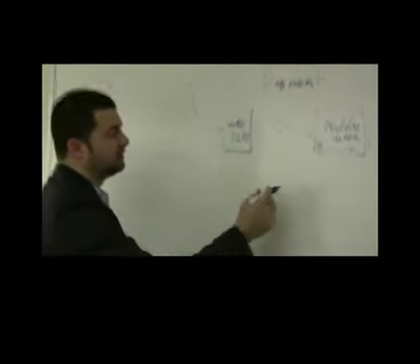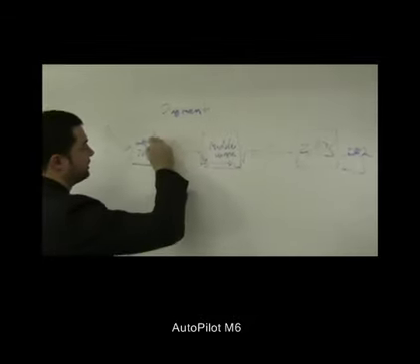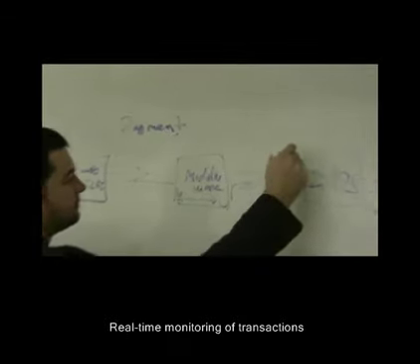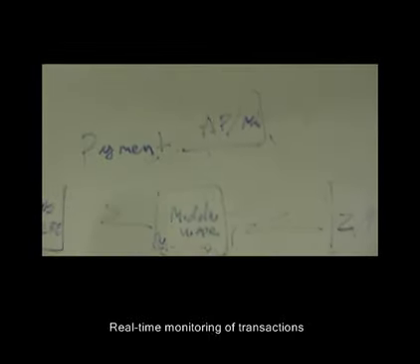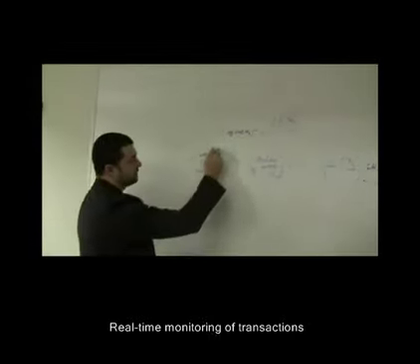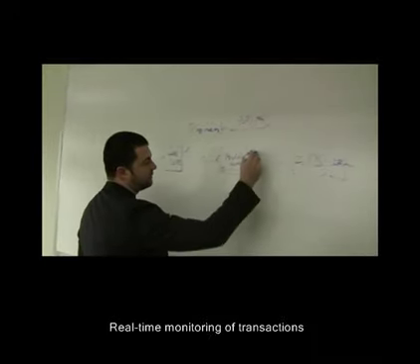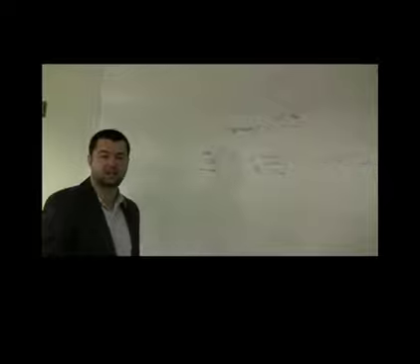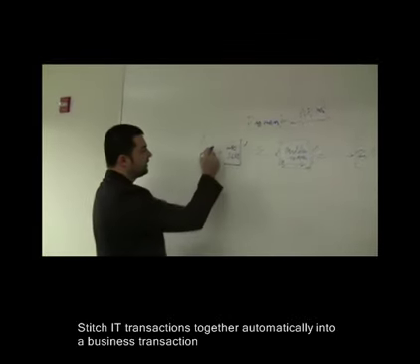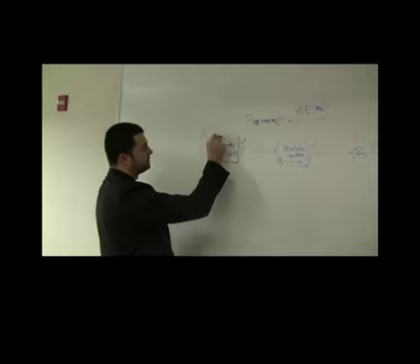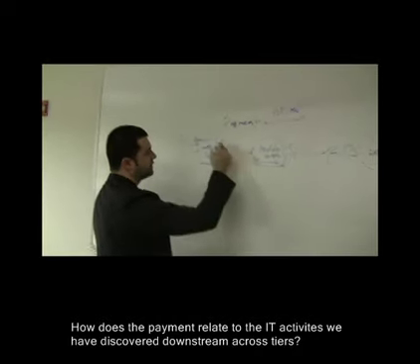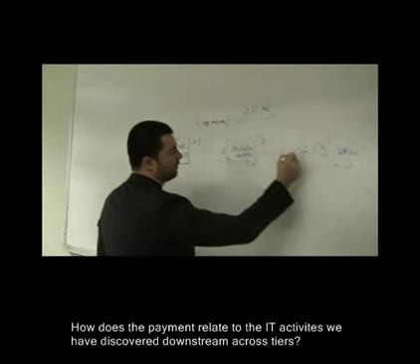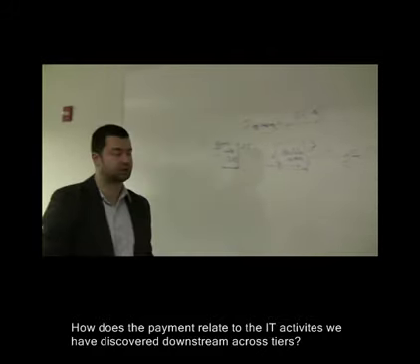Nastel provides a technology, AutoPilot M6, that allows people who support these applications to monitor transactions in real time. Let's draw AutoPilot M6 here. This technology allows you to observe transaction flow as the messages flow from point to point, stitch the transactions together, and tell you how the original request for payment relates to all of the activities, let's call it 1, 2, 3, 4, and 5, downstream across multiple tiers.